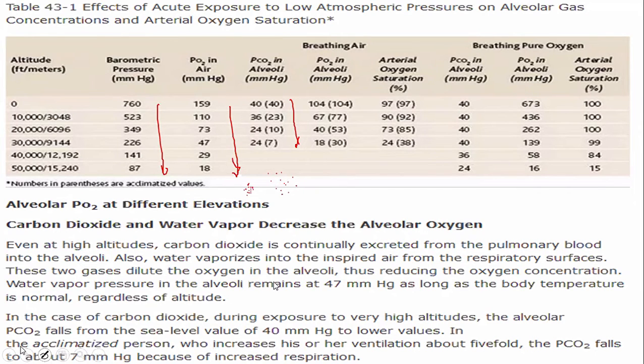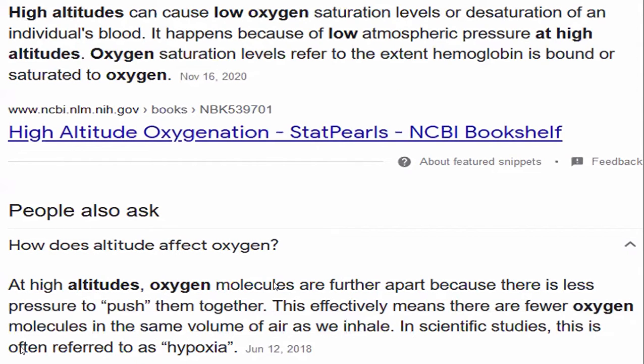Okay, so let's look at this. High altitude can cause low oxygen saturation levels, or desaturation of an individual's blood. It happens because of low atmospheric pressure at high altitudes. Oxygen saturation levels refer to the extent to which hemoglobin is bound or saturated to oxygen.